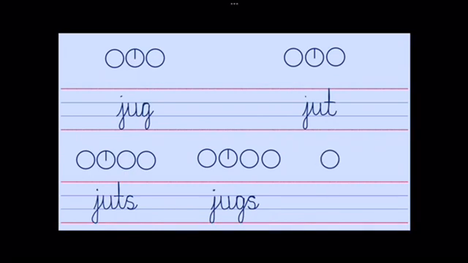And our last word on this screen is jump. J, U, M, P. We need a J again at the beginning. U is U, M is M, and P is P.